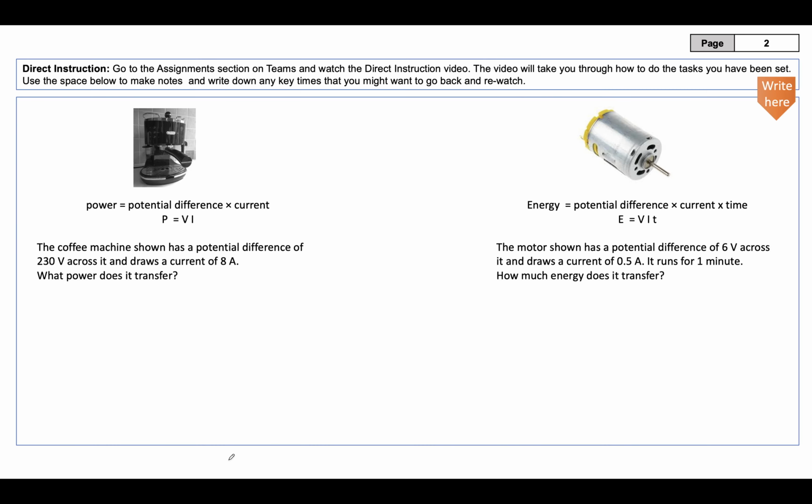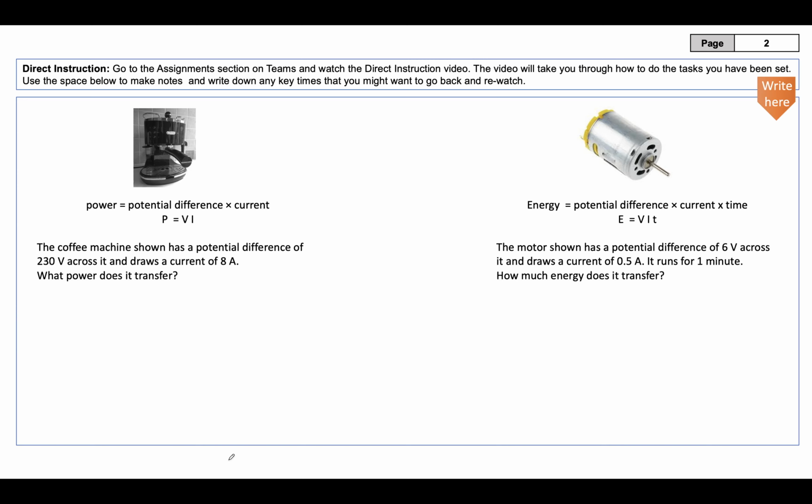Okay, so back to today's lesson. We're looking at the power and the energy transferred by electrical appliances. So we're kind of going off the spec a little bit here. We're jumping ahead maybe 2 or 3 lessons, but I want to do this so it can show us how to do some quite interesting efficiency calculations later on.